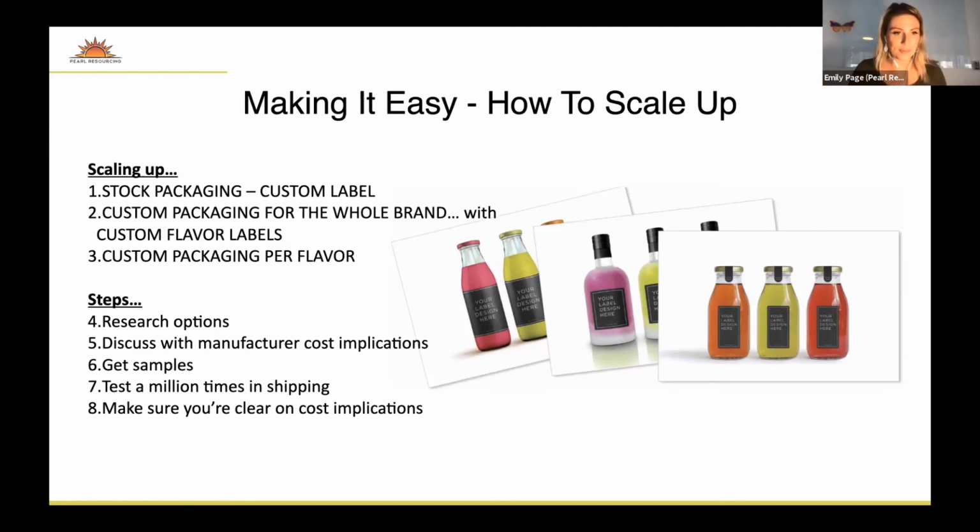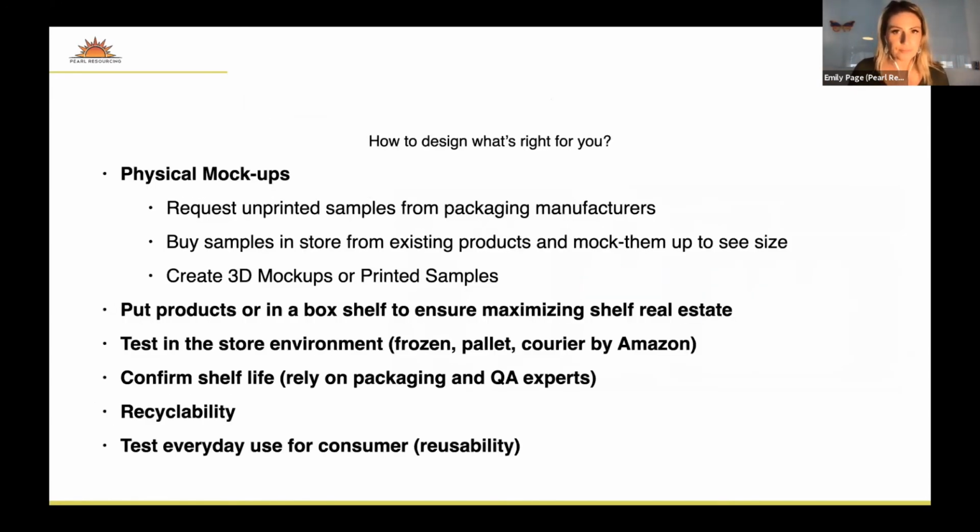So ask about the implications, get samples, test things a million times in shipping, and make sure you're clear on the cost implications, even of the shipping stuff. How will this affect the weight? How will it affect whether it fits in the box, all this stuff. How do you make sure that these designs are right for you? Get physical mock-ups. You have to get physical mock-ups. Put them inside of store shelves or into fake mock-ups of Amazon and see how it goes.